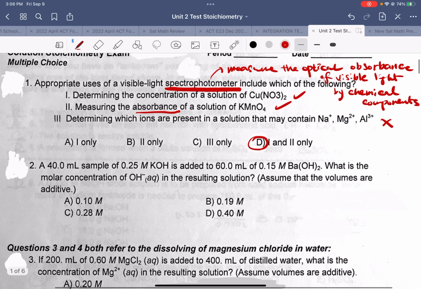Now number two, 40 milliliter sample, 0.25 molarity KOH is added to 60 milliliter of 0.15 molarity Ba(OH)2. What is the molar concentration, the molarity of hydroxide ion OH minus in the resulting solution? Assume that the volumes are additive. So you add this one to this one.